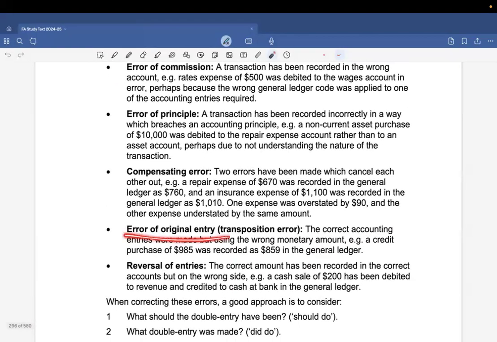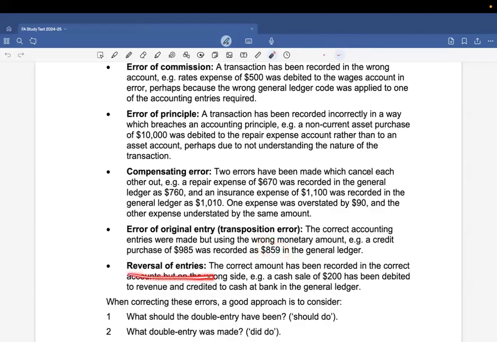Next is error of original entry, or transposition error. This happens when you have taken the original entry itself in error, for example the monetary amount. Example: you have taken a credit purchase of 985, but in the general ledger you recorded it only as 859. So the way of writing is correct, but you got the money wrong.